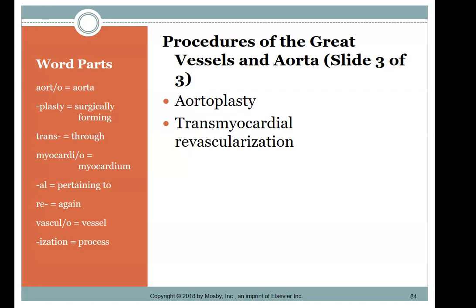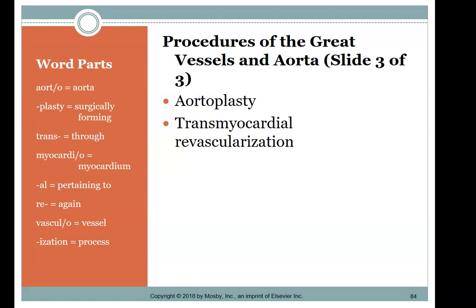An aortoplasty is the correction of an aorta, such as repairing an aortic aneurysm. A transmyocardial revascularization is a procedure used to relieve severe angina in a patient who cannot tolerate a CABG or a PTCA. With a laser, a series of holes are made into the heart tissue in the hopes of increasing blood flow by stimulating blood vessels to grow, which is called angiogenesis.